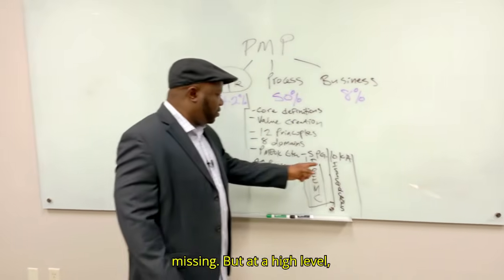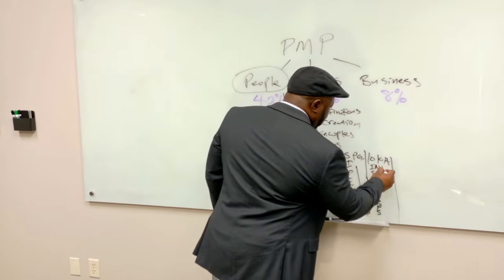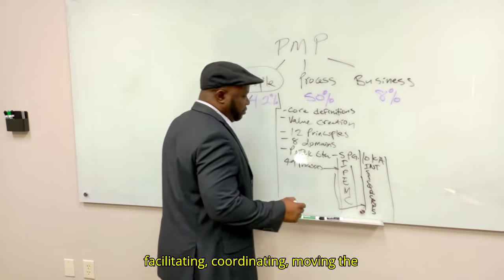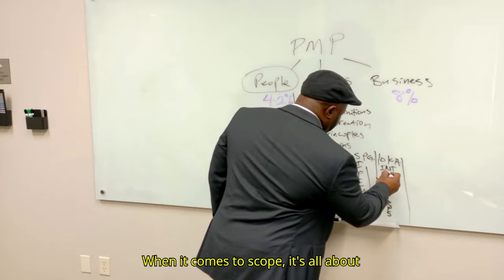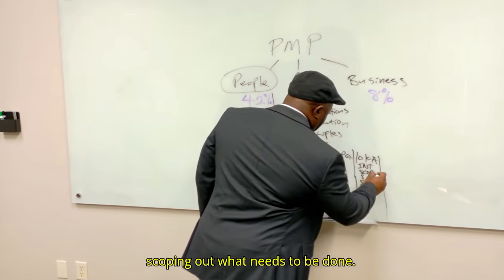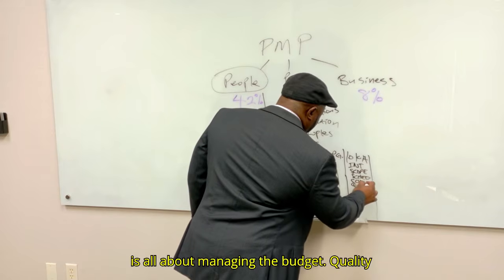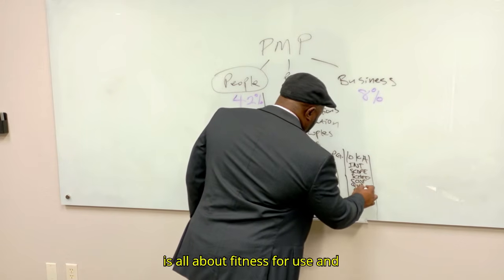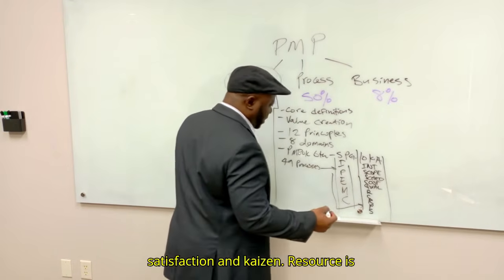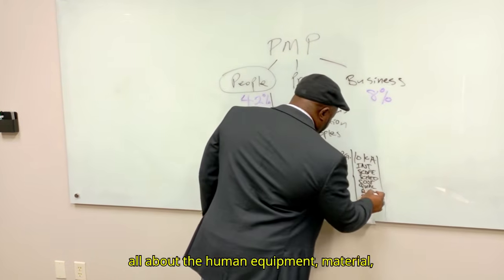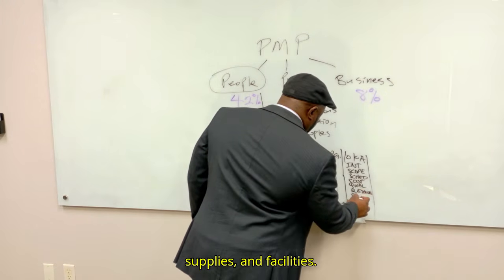But at a high level, integration is all about facilitating, coordinating, moving the project together in one cohesive whole. When it comes to scope, it's all about scoping out what needs to be done. Schedule is all about the timeline. Cost is all about managing the budget. Quality is all about fitness for use and conformance to requirements, customer satisfaction, and Kaizen. Resource is all about the human, equipment, material, supplies, and facilities.